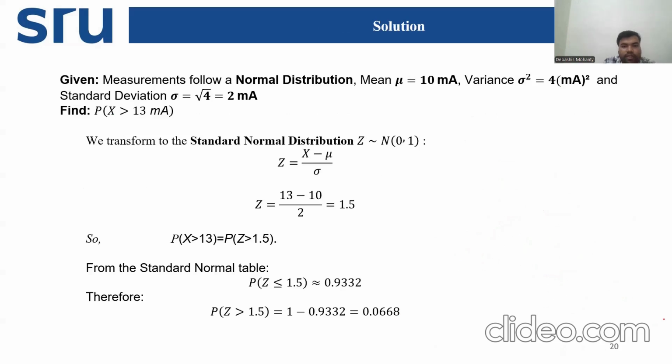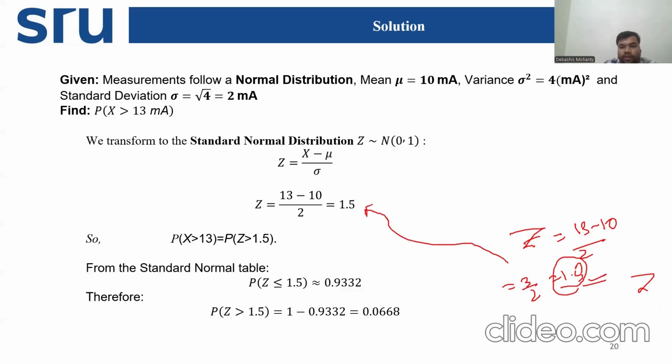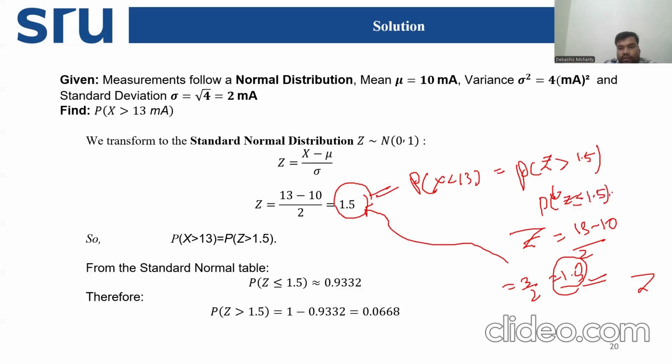Next, coming to the solution, here you can see the x value is 13. So z equals 13 minus 10 divided by 2. That is 3 by 2, that is 1.5. Okay, that is 1.5. So here you can see the result. That value is 1.5. So the probability that z is less than or equal to 1.5, using the normal distribution table, we are getting nearly 0.9332.